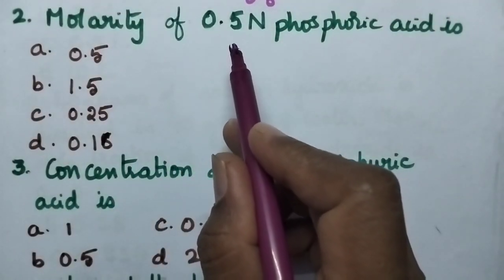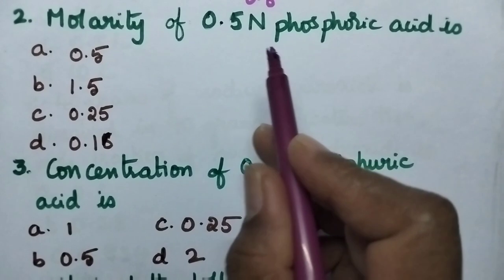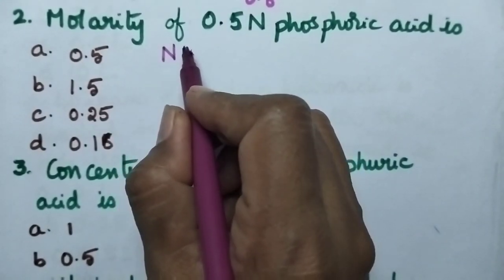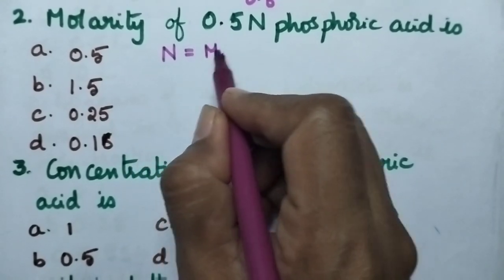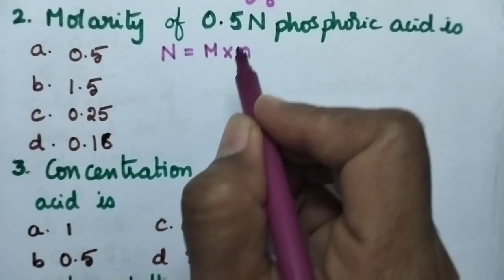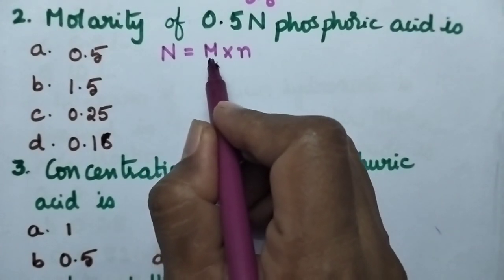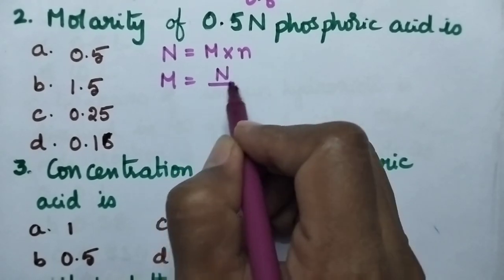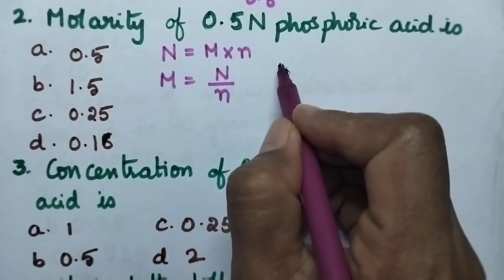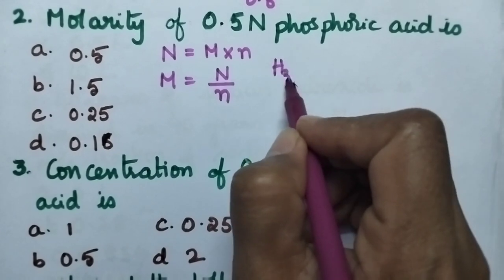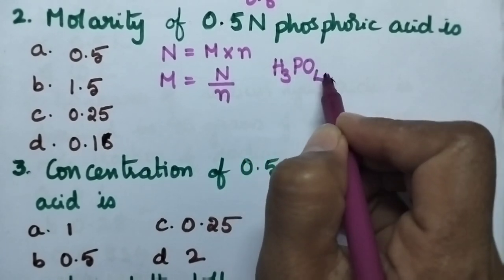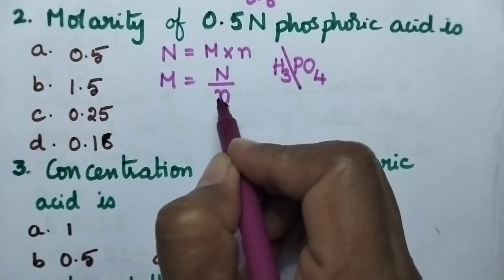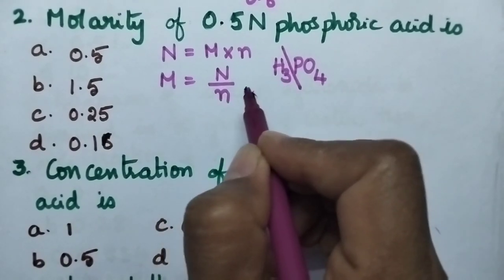Molarity of 0.5 normal phosphoric acid is, the relation between normality and molarity is, normality is equal to molarity into n factor. So here we are supposed to calculate the molarity. So molarity is equal to normality divided by n factor. The formula of phosphoric acid is H3PO4. So it is possible to replace 3 hydrogen atoms and hence n factor for phosphoric acid is 3.